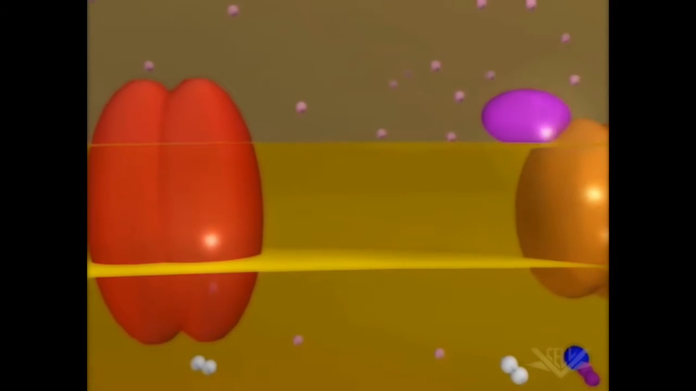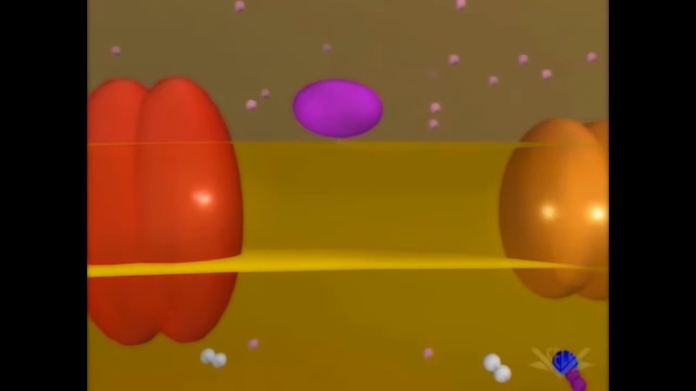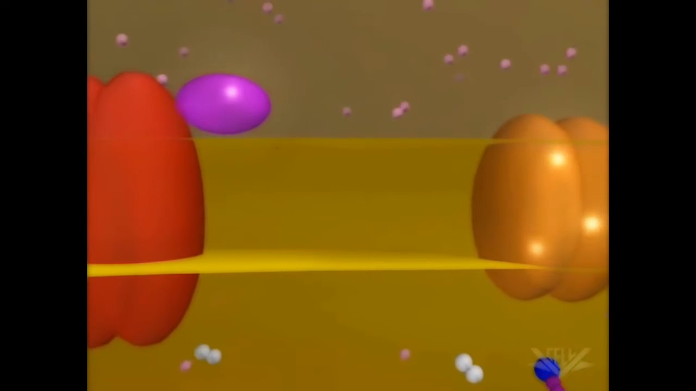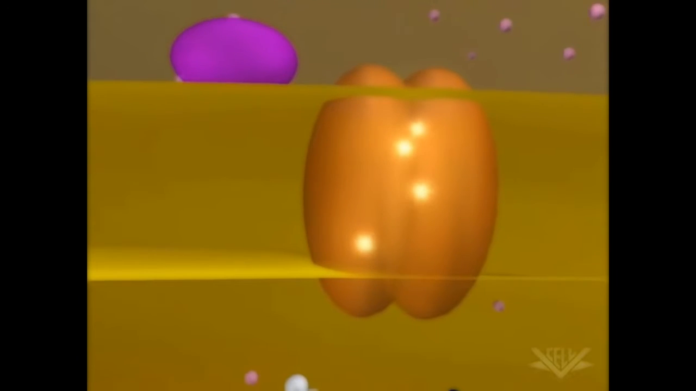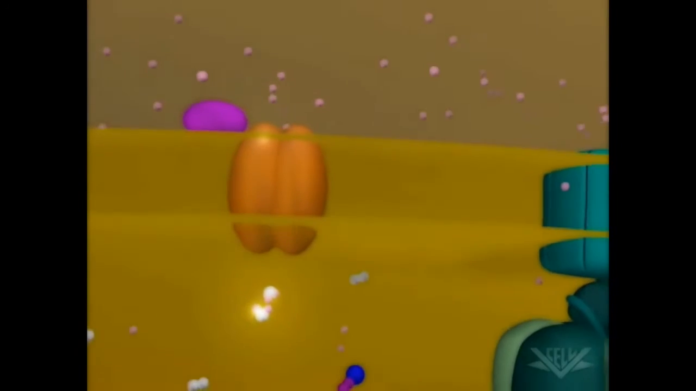The next major step occurs in the cytochrome oxidase complex. This step requires 4 electrons. These 4 electrons interact with a molecular oxygen molecule and 8 hydrogen ions. The 4 electrons, 4 of the hydrogen ions, and the molecular oxygen are used to form 2 water molecules. The other 4 hydrogen ions are pumped across the membrane.